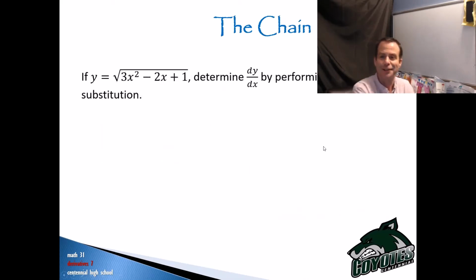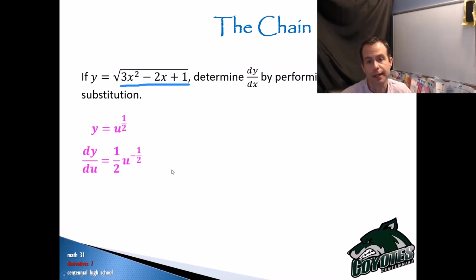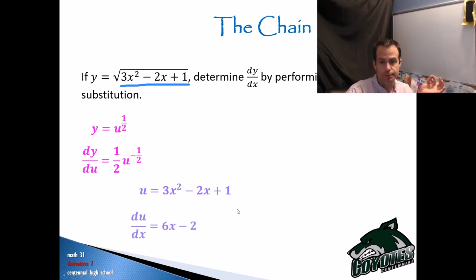Okay, so let's take a look at this one. Again, we're getting a little bit more complicated. But again, you probably are going to be comfortable to say, hey, there's u. And so y is going to be actually the root of u. So we'll call that u to the 1/2. And the derivative of u to the 1/2 would be 1/2 u to the negative 1/2. Now I need the derivative of u with respect to x. So u is 3x squared minus 2x plus 1. So the derivative of u with respect to x will be 6x minus 2.